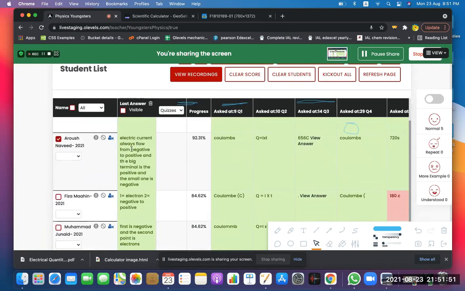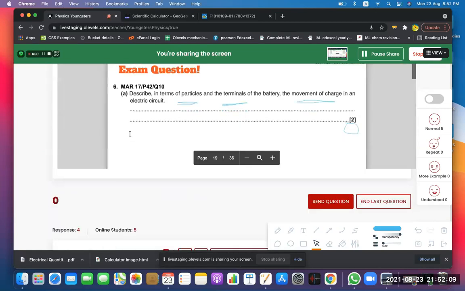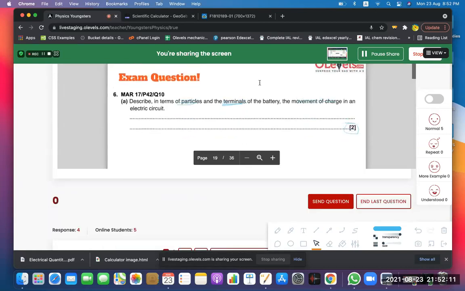Arush: always flow from negative to positive. Yes, very good, you have mentioned the terminals. And whatever else you have mentioned, the big terminal is positive and small one is negative. Arush, for this one you'll just get 1 mark. You have to mention electron as well, which you have not mentioned here. Look, the question says you have to mention the particle as well. You have mentioned the terminals and the movement of charges across the terminal from negative to positive, but you have not named the particle here.